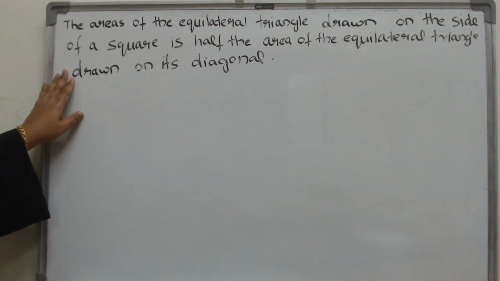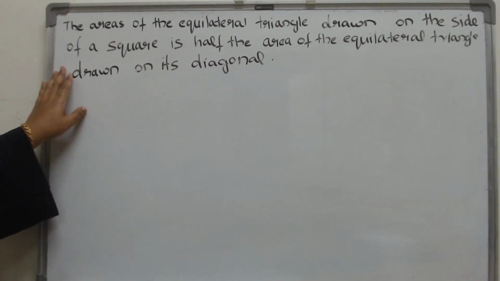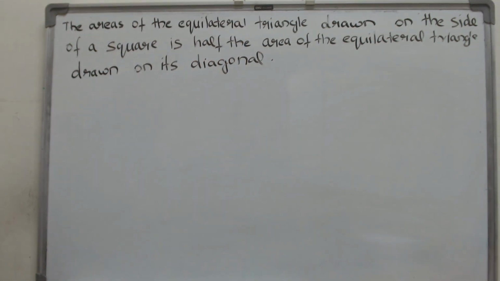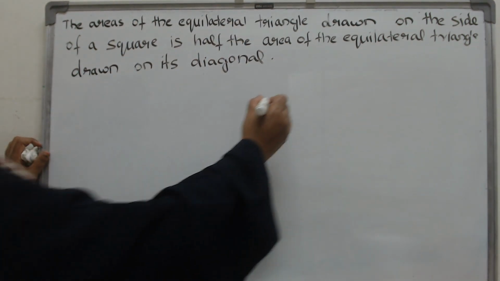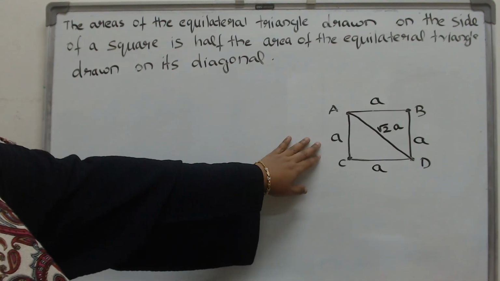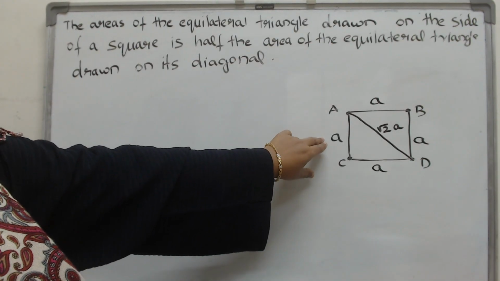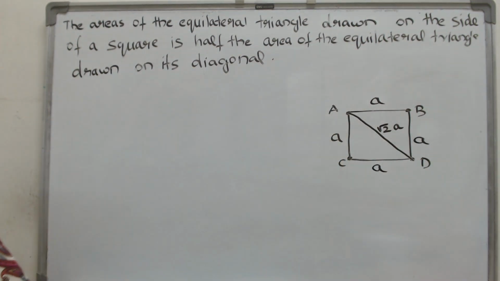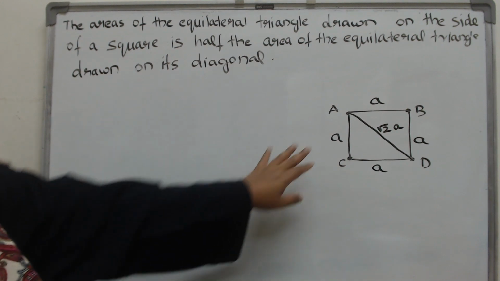Let us solve this question which combines the properties of a square and a triangle. Now first tell me, what all do you know about a square? A square is any quadrilateral whose four sides are equal and its diagonal is square root of 2 times its side.